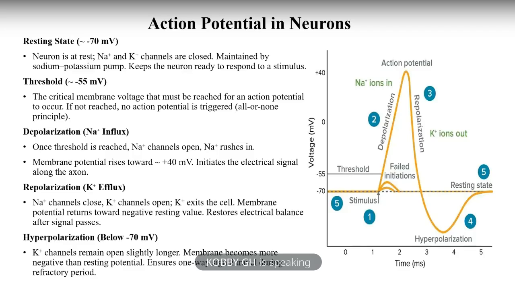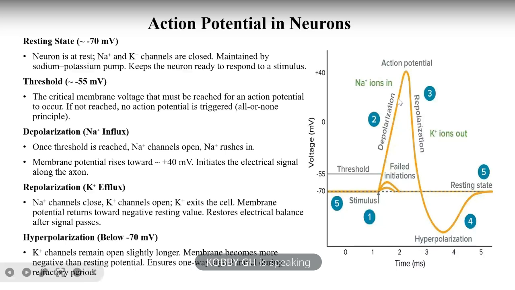The impulse will shoot, or an action potential will now shoot. And that is where depolarization comes in. So it starts from where the neuron is at rest. Then a stimulus will come in. Then the stimulus will push it to the threshold potential. From the threshold potential, straight, it depolarizes. Now, for it to depolarize, sodium has to move inside the neuron.